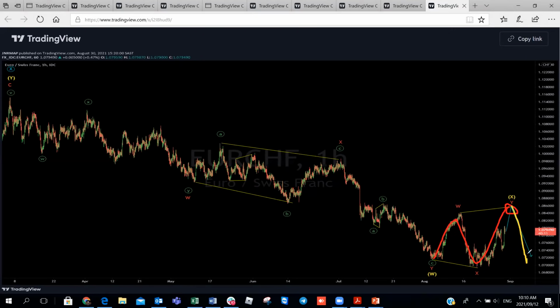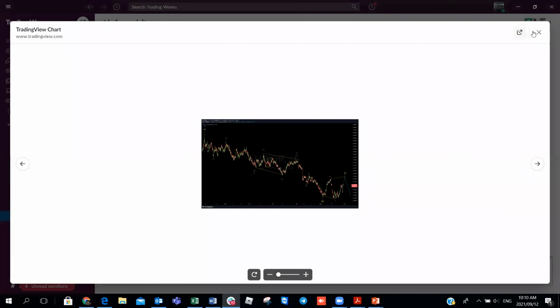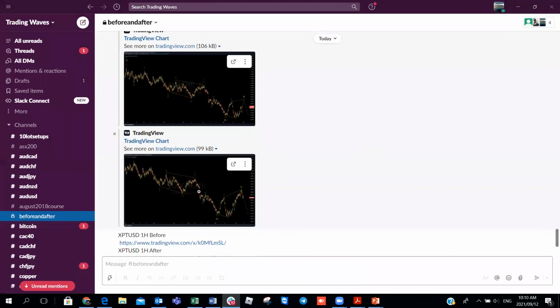And following the rest of the sequence, we're looking for this to continue to the downside. We have not dropped as yet here. So let's just see where we are with that forecast on EURCHF. Okay, and just an update on that one. So this is where we are.